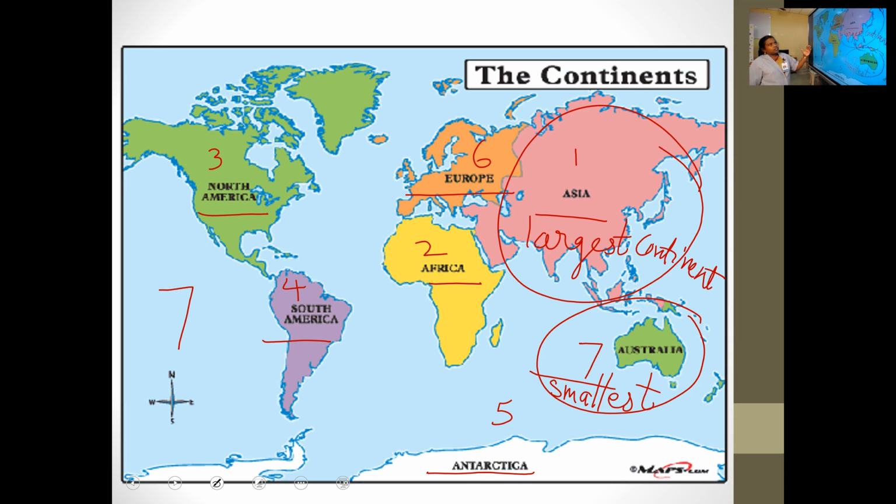Okay. Then, what are called continents? Continents are large land masses on the surface of the earth. And how many continents are there? 7 continents are there. And which is the largest one? The largest one is Asia and the smallest one is Australia. Okay.